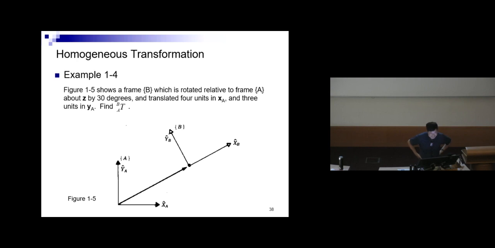Okay, figure 1.5. This figure 1.5 shows a frame B rotated relative to frame A about Z. We know that the Z is pointing out of the paper by 30 degrees, and translated 4 units in XA and 3 units in YB. You're supposed to find BAT.